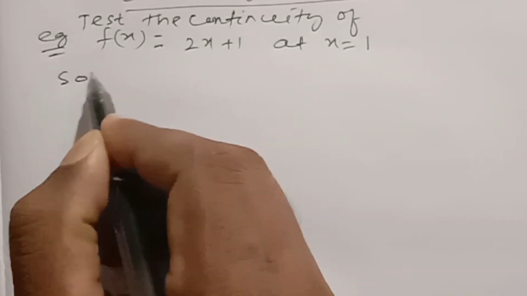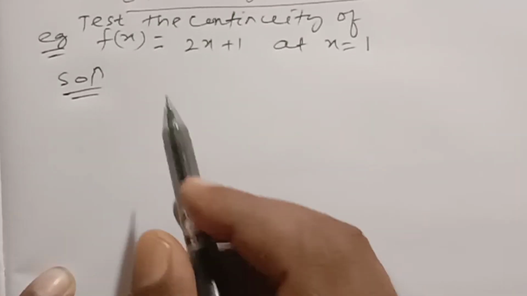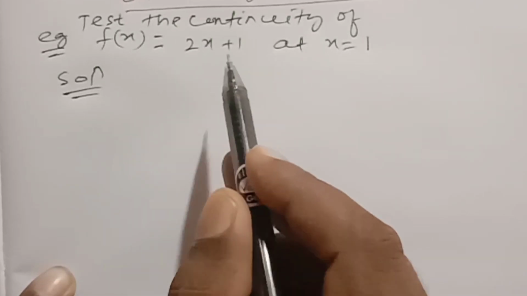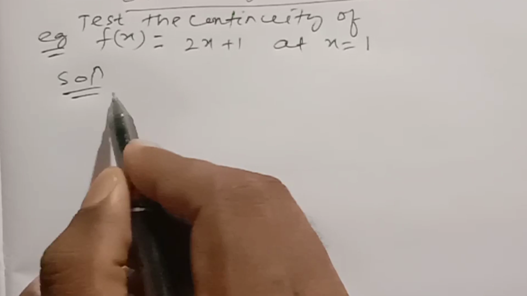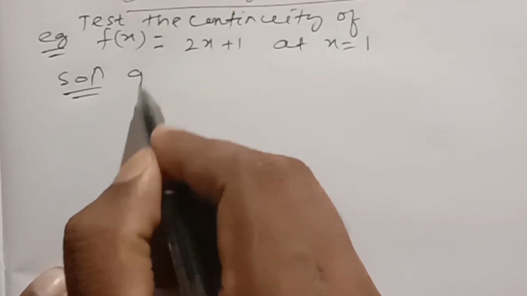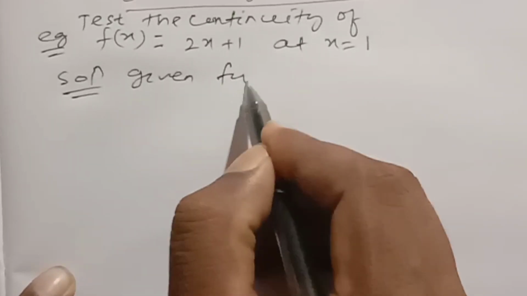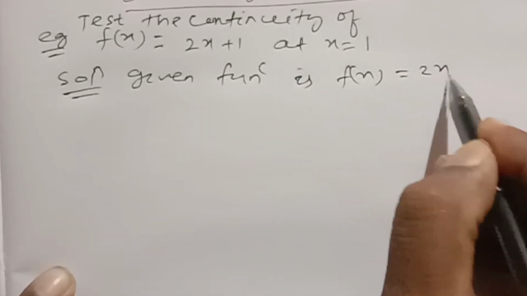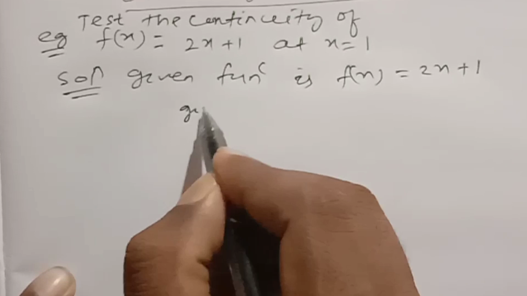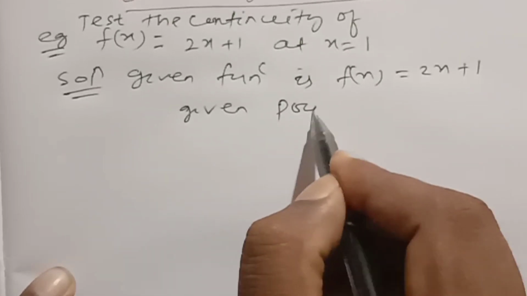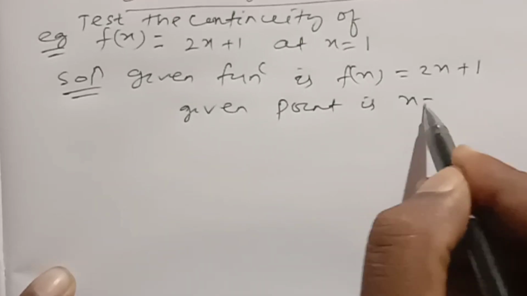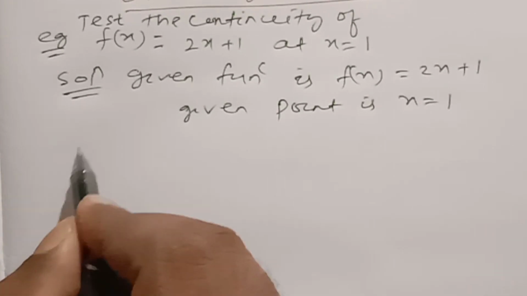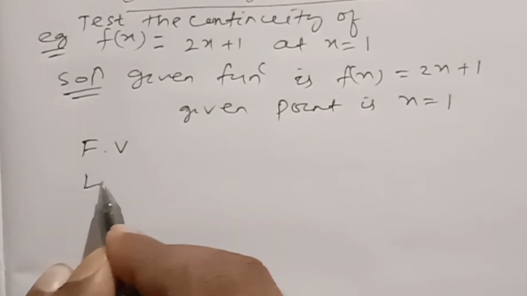मैंने बोला था जब फंक्शन का एक वैल्यू दिया जाएगा वही फंक्शन से तुम निकालेंगे फंक्शनल वैल्यू एंड लिमिटिंग वैल्यू. So solution is here: given function is f of x is equal to 2x plus 1 and given point is x is equal to 1. So we have to find functional value and limiting value. Now first is functional value, then is limiting value.